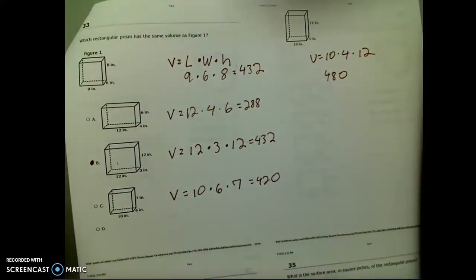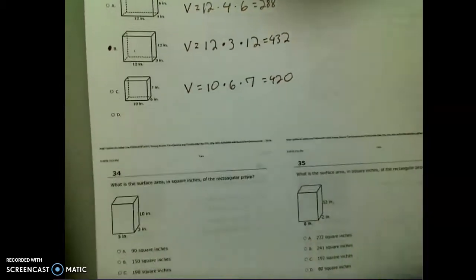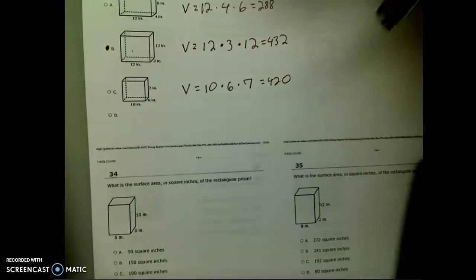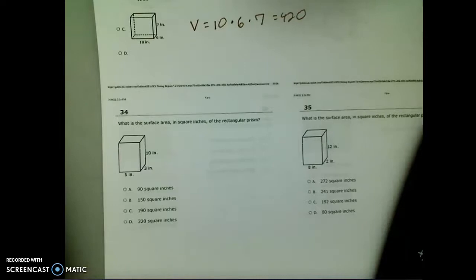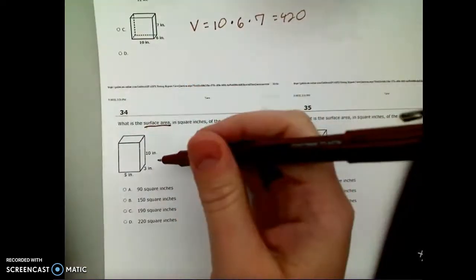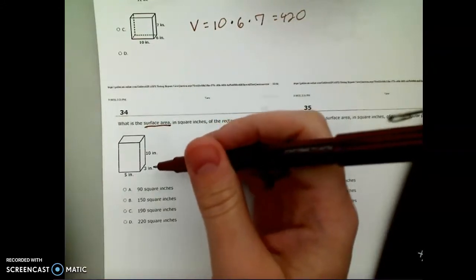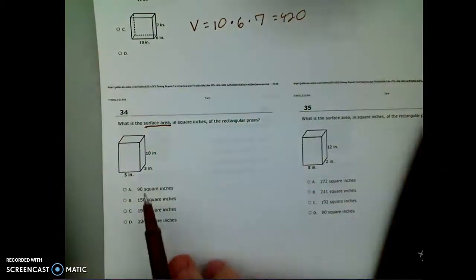Okay, so that's how to find volume and answer those questions. Let's take a look at number 34. They are asking us to find the surface area. Surface area is a little bit different from regular area because it is like the wrapping on the outside of a box. So if I look at this rectangle right here, I need to imagine all of the sides.